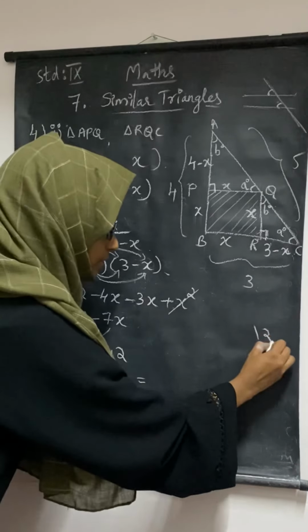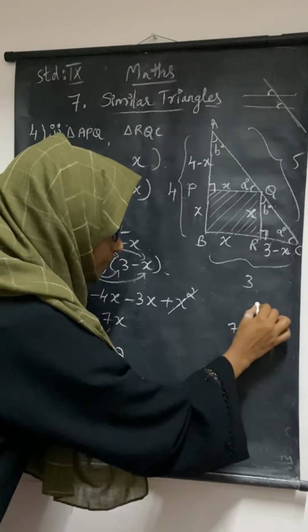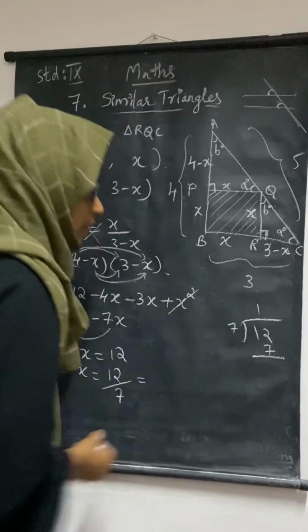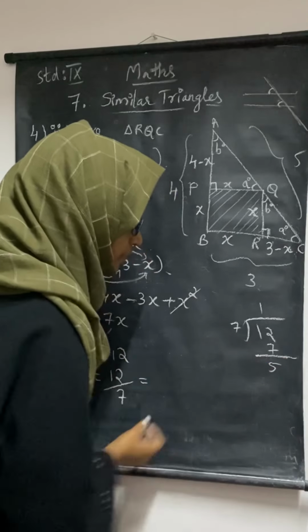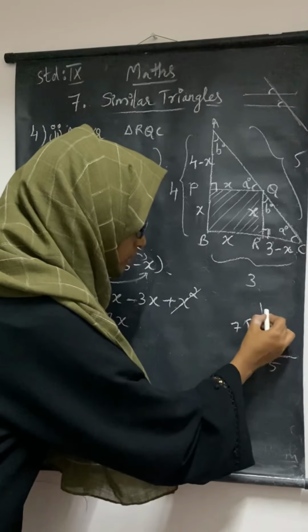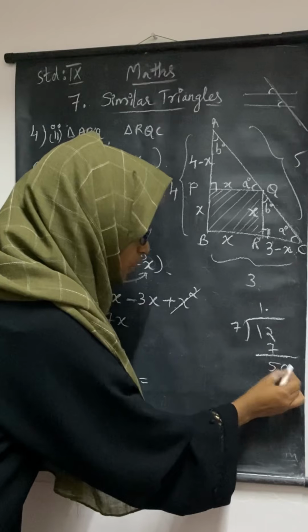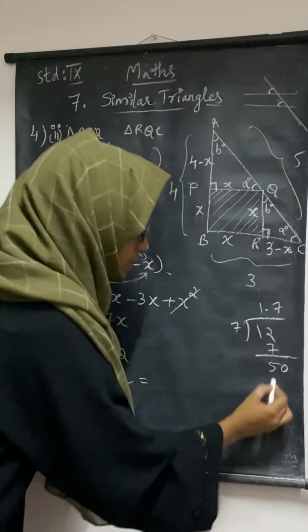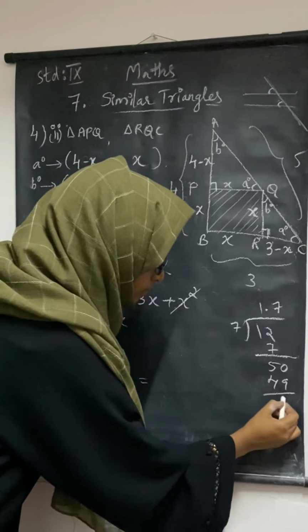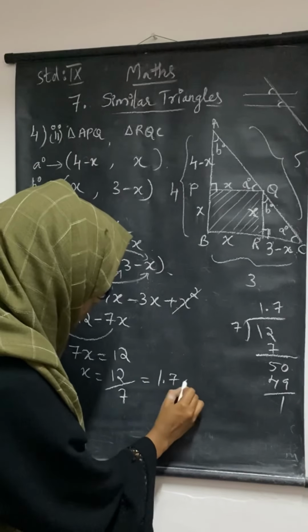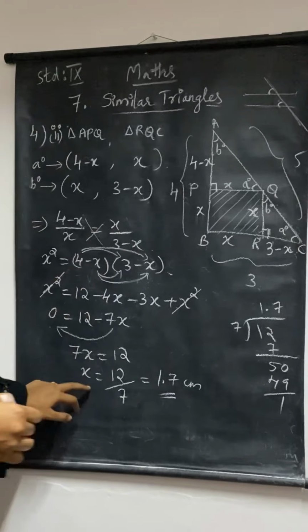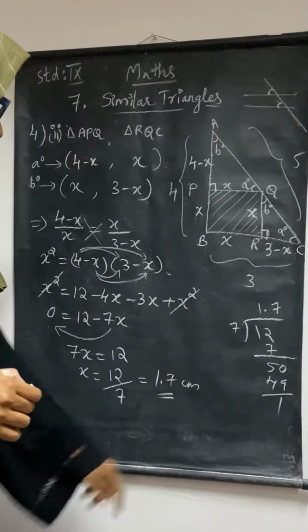12 by 7. Divide 12 by 7. 7 ones are 7, remainder 5. 5 cannot divide, so put a point and put a 0. 7 sevens are 49. So 1 is going on, so this much is enough: 1.7 centimeter. So this is the answer for one side of your square, 1.7 centimeter.